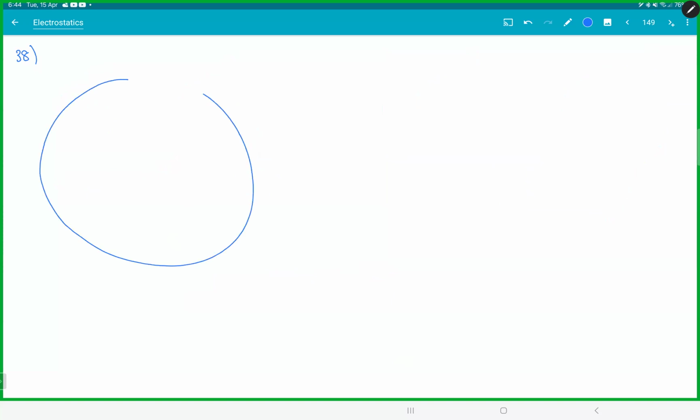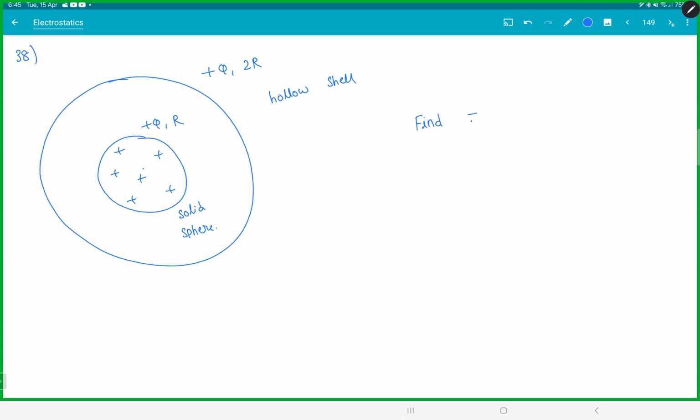Let's say we have a hollow shell plus q, radius 2r. In that, let's say you kept a solid sphere plus q, and they are concentric. Find the total energy of the system. What do you mean by that? Find the total energy.